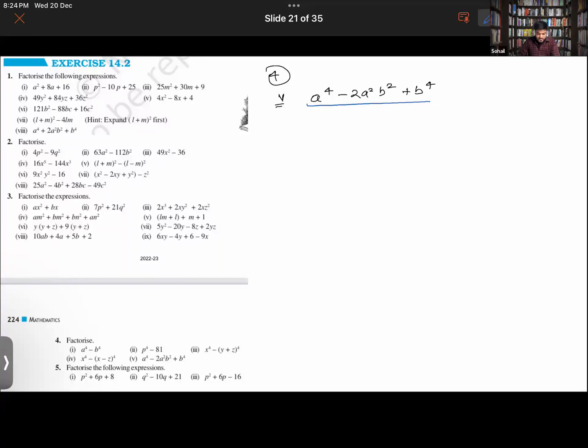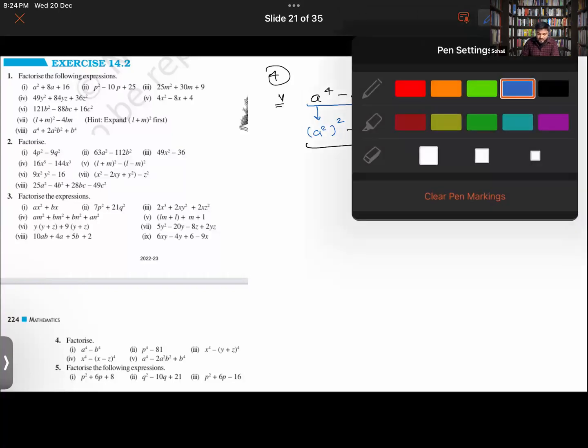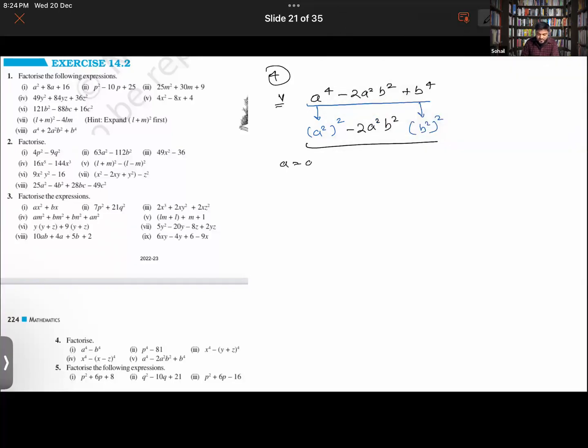Question number 5. You solve this, Arhan. Okay, so we can write it as a square whole square like this, and this can be written as b square whole square. And now the middle one is basically minus 2a square b square. So basically it is in the format of a minus b whole square. And a हमारे पास यहाँ क्या है? A is basically a square and b is b square.